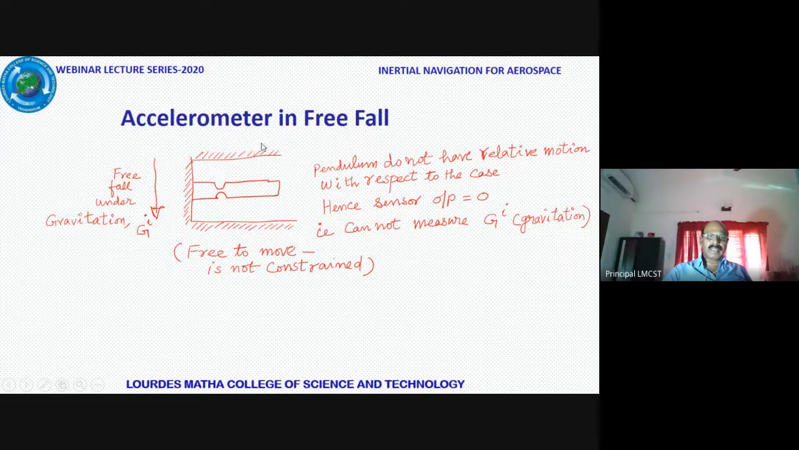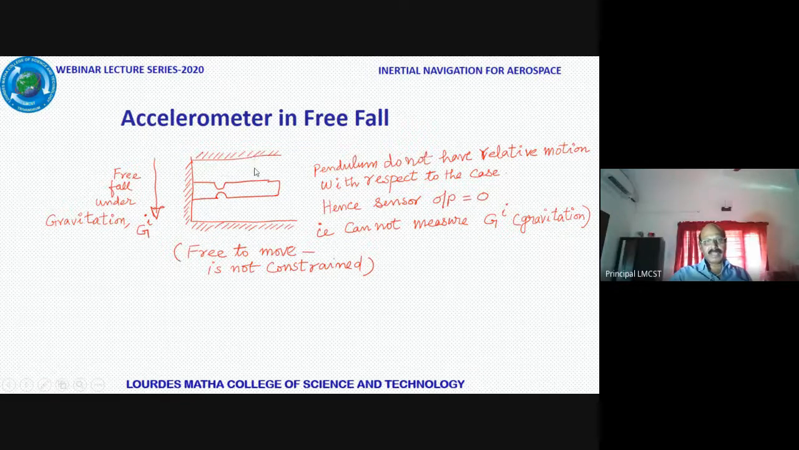So let us take an accelerometer like this. It's a really symbolic accelerometer. We have a hinged pendulum here, and then subject it to free fall under gravitation. Then what happens? This case we discussed earlier, but we will repeat again. This pendulum, the hinge, the case, everything is subjected to the same amount of gravitation.